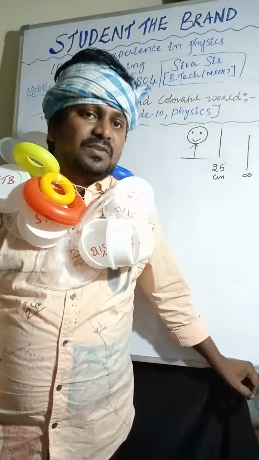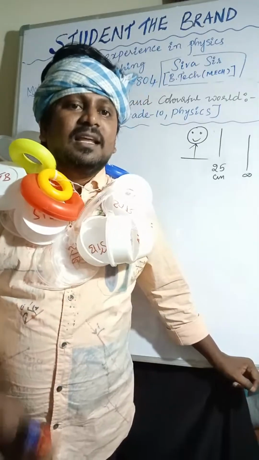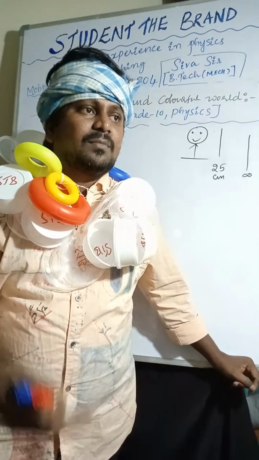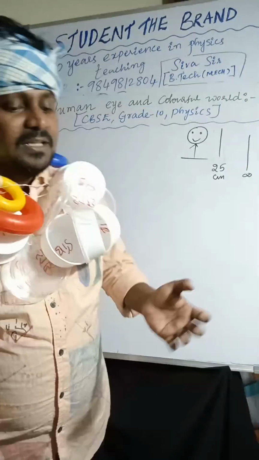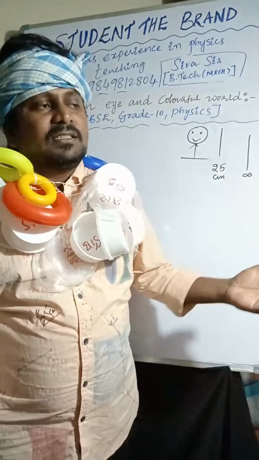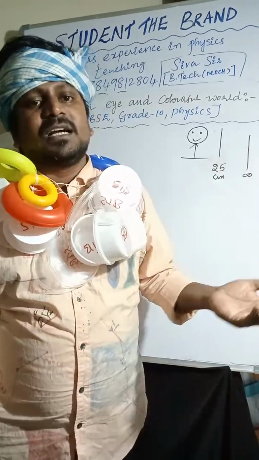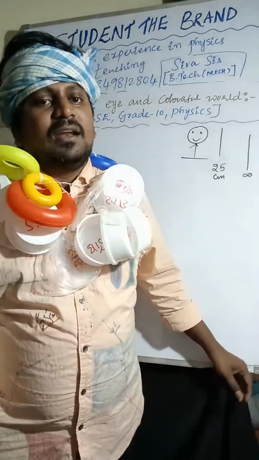Near point is 25 centimeters. That is also called the least distance of distinct vision. Least distance of distinct vision is the distance up to which a person can see clearly without any strain or pain, that is 25 centimeters. Below that the person can't see; only beyond that can he see.